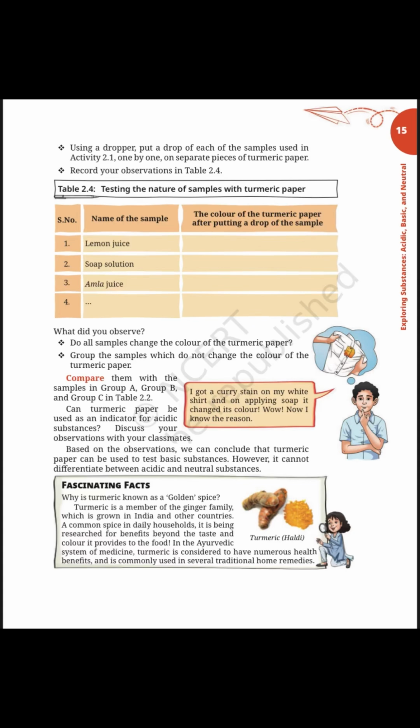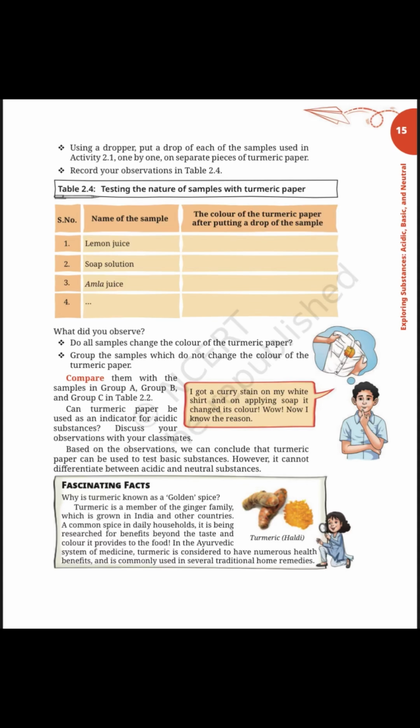Can turmeric paper be used as an indicator for acidic substances? Discuss your observation with your classmates. Based on the observation, we can conclude that turmeric paper can be used to test basic substances. However, it cannot differentiate between acid and neutral substances. I got a curry stain on my white shirt and on applying soap, it changed its color. Wow, now I know the reason.